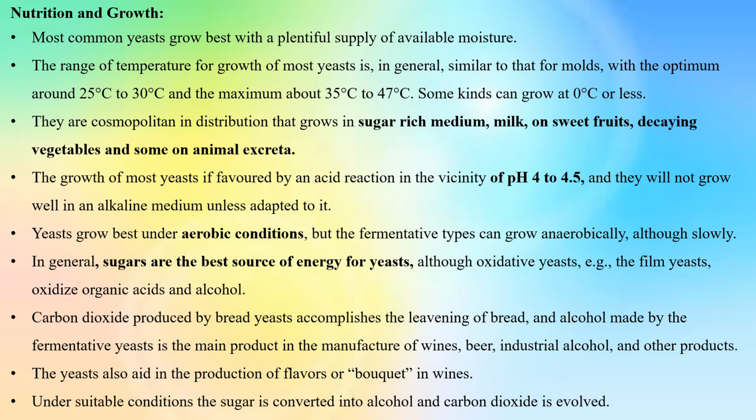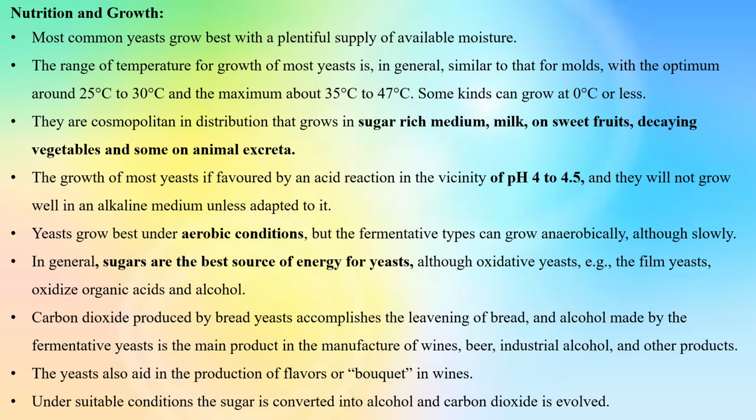Most yeasts grow best at a pH of 4 to 4.5, and do not grow well in alkaline media. Yeast grows best under aerobic conditions, but the fermentative type can also grow anaerobically. In general, sugars are the best source of energy for yeast. Carbon dioxide produced by bread yeast accomplishes the leavening of the bread, and alcohol made by the fermentative yeast is the main product in the manufacturing of wines, beers, industrial alcohol and other products.